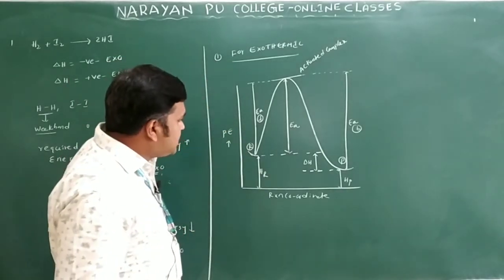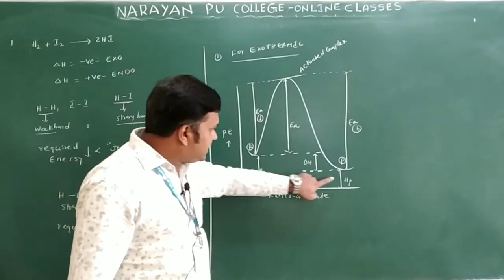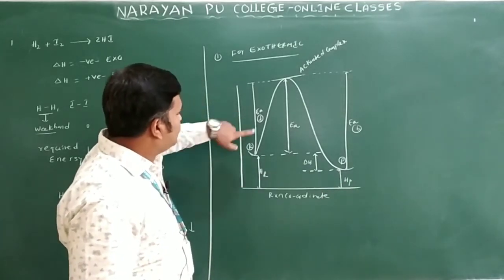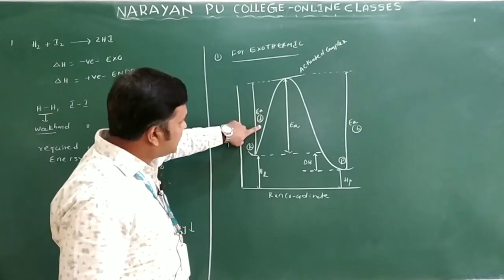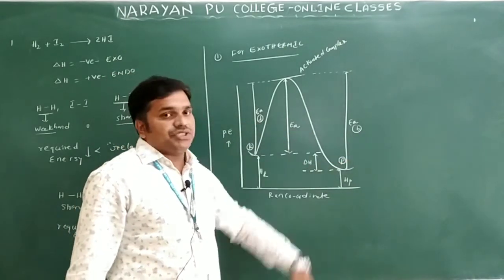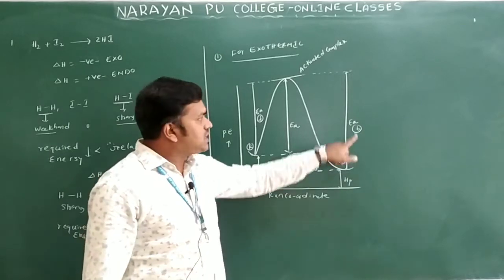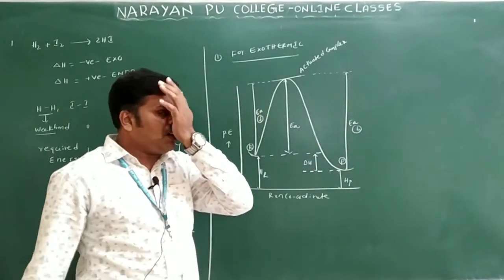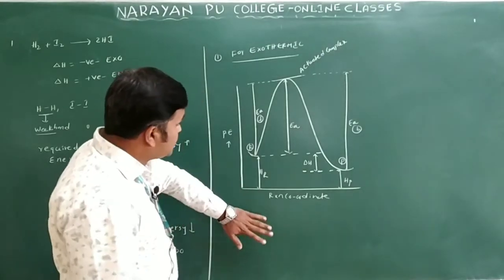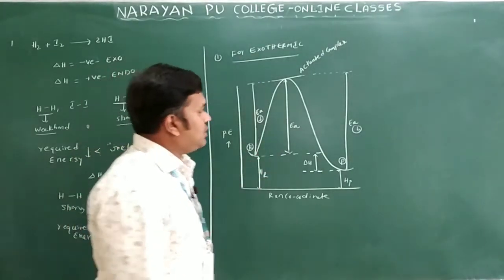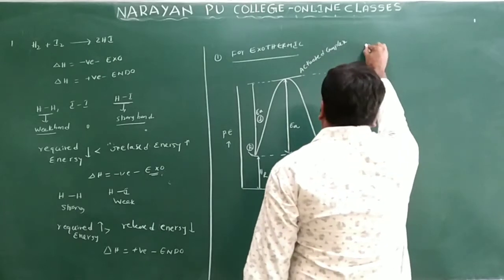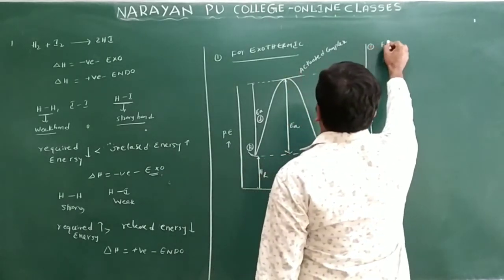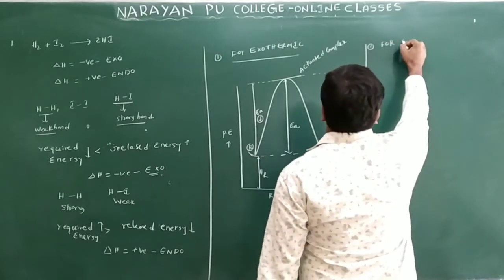So from this we will say that the enthalpy of the reactant is greater than the enthalpy of the product, and the activation energy for the forward reaction is less than the activation energy for the backward reaction. Or I will say, the activation energy for the backward reaction is greater than the activation energy for the forward reaction. Particularly this is for the exothermic reaction. Now we will see for endothermic. The second one I am writing here for endothermic.